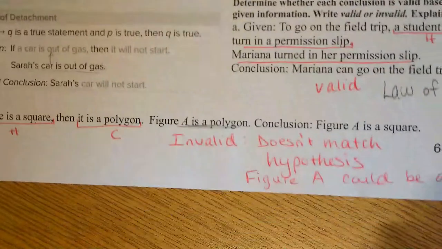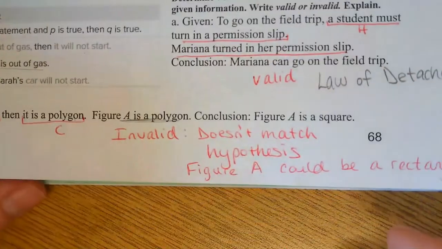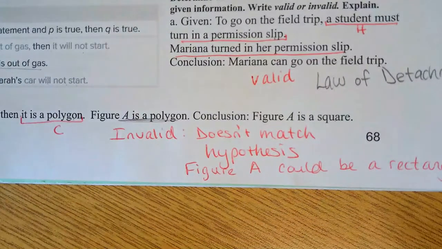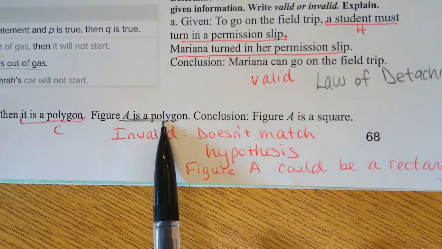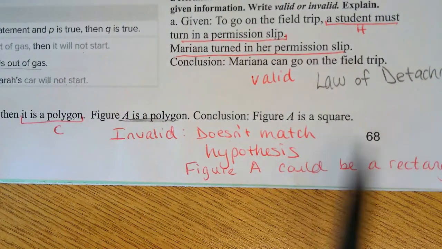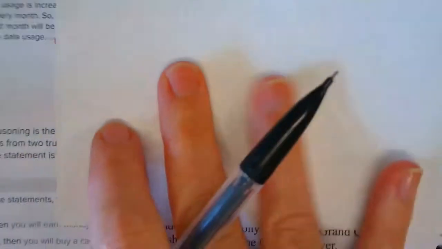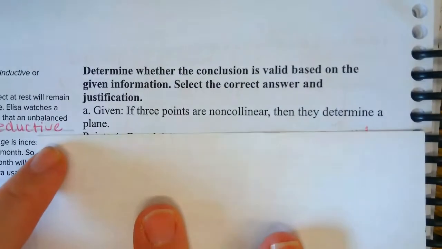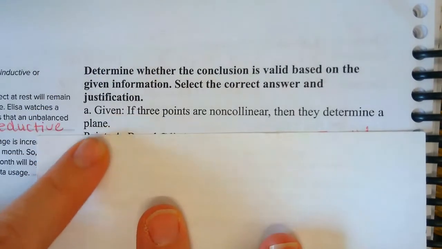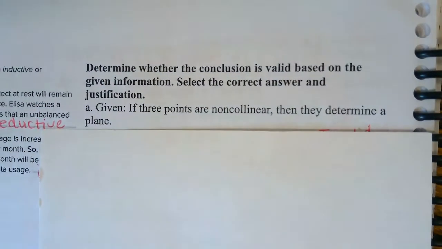And then a counterexample could be that figure A could be a rectangle. So just because it's a polygon would not mean that it would be a square. So if you go over to the next page, at the very top there, you will find the next two questions. So determine if they are valid or invalid.